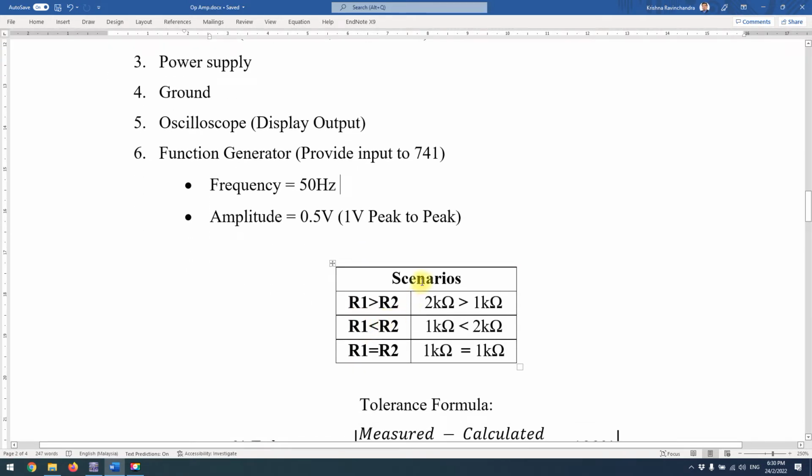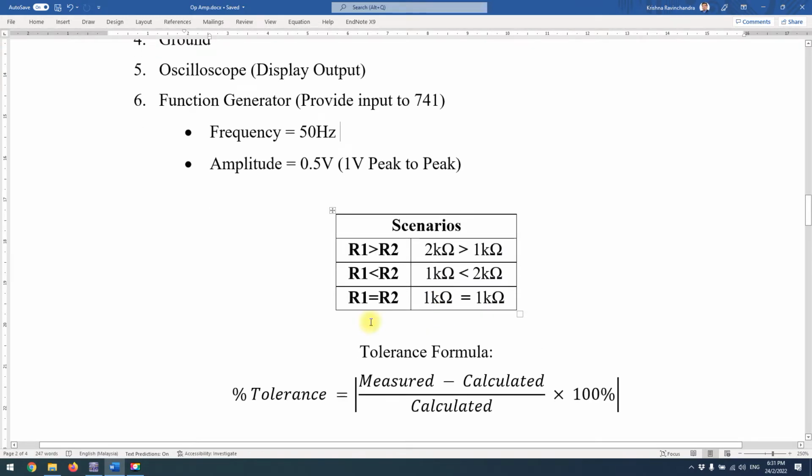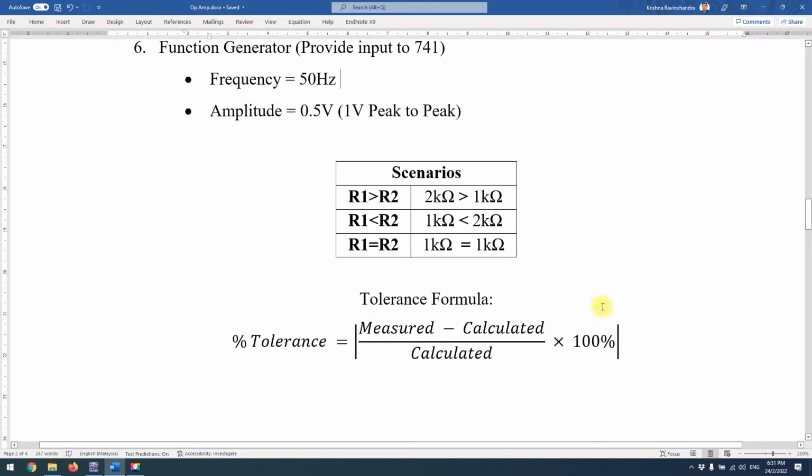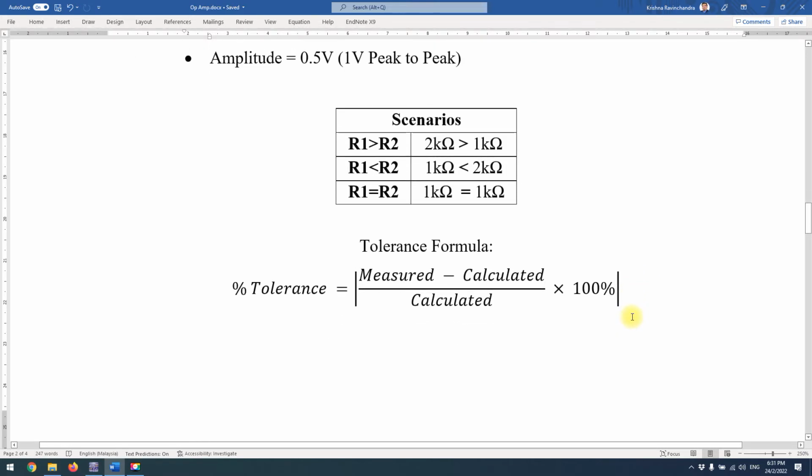These are the scenarios that I was talking about: R1 bigger than R2, R1 smaller than R2, and R1 equal to R2. These are the resistance values that we're going to be setting in Multisim. And over here is the tolerance formula. This is to calculate the difference between the measured and the calculated values that we obtain later in Multisim.